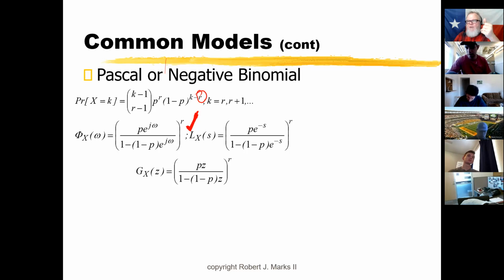You pull it once till it fires, you pull it again till it fires, you pull it again till it fires, and you do it for R times. If you add all of those up, that's what the Pascal or negative binomial is. And so again, you're adding up a bunch of random variables.